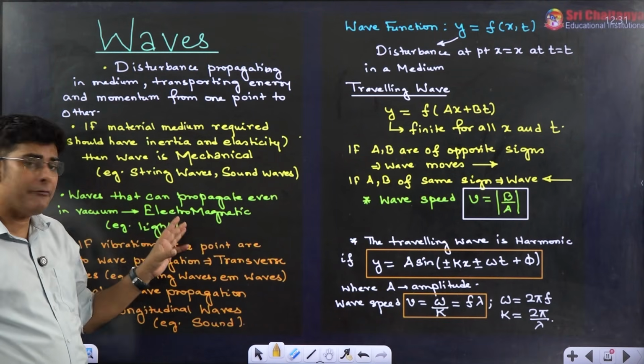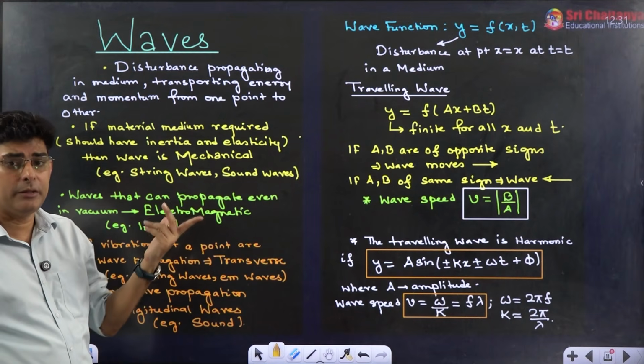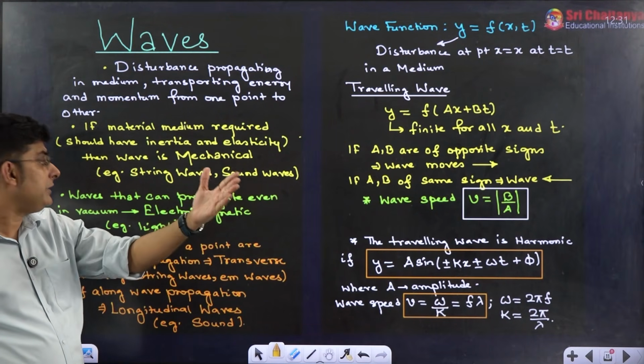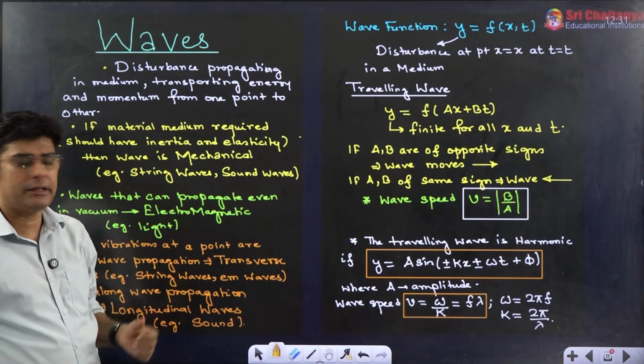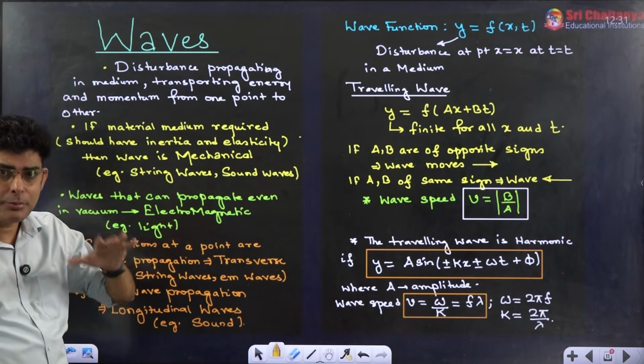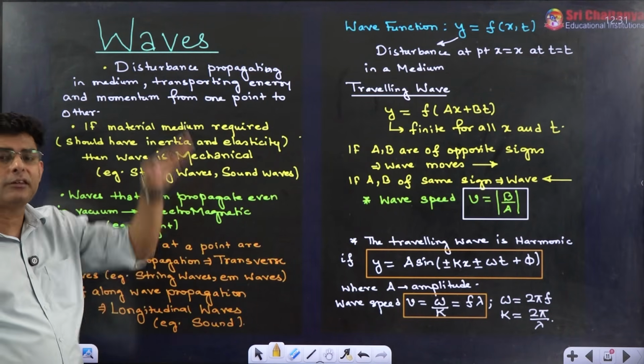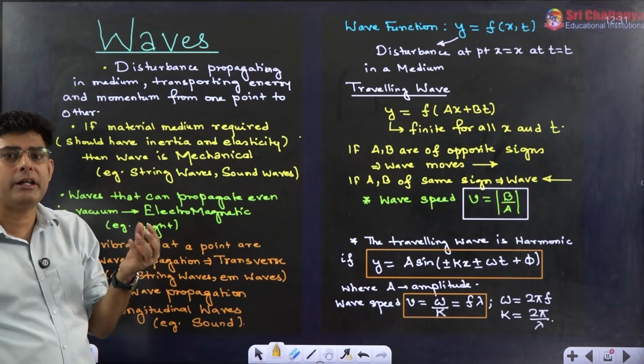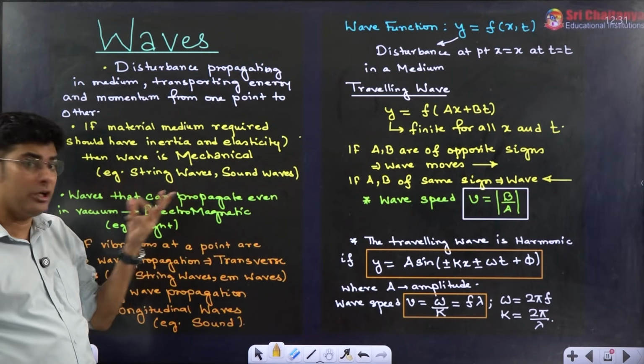But if we have waves which do not require a material medium, they can move even in vacuum. Such waves are electromagnetic, whose example we can take as light. If the wave or disturbance is propagating, it will vibrate all the particles of the medium, or at every point there will be some disturbance, right? If you are talking of mechanical waves.